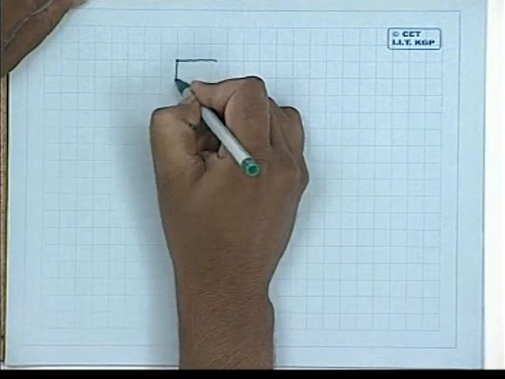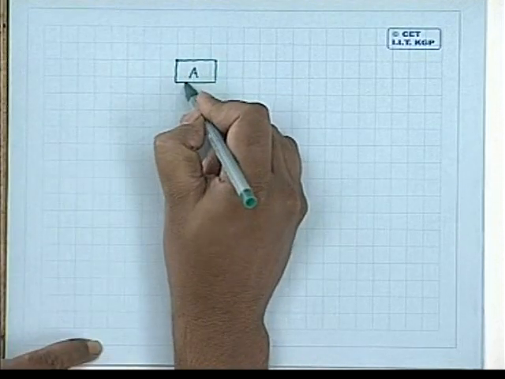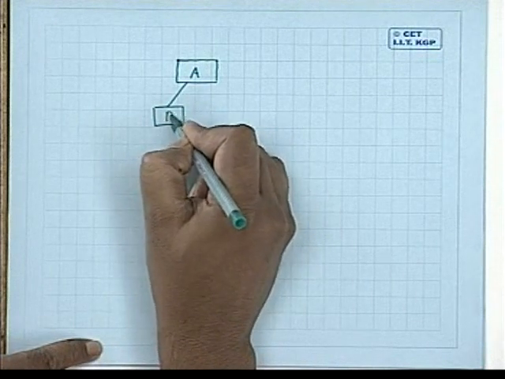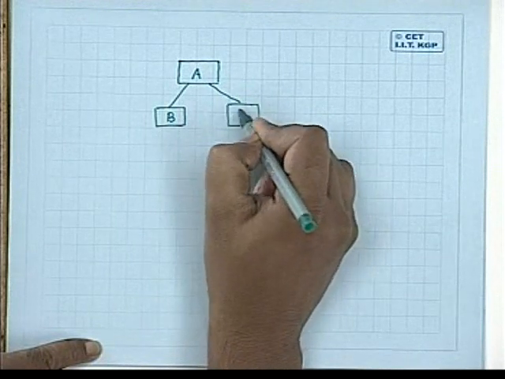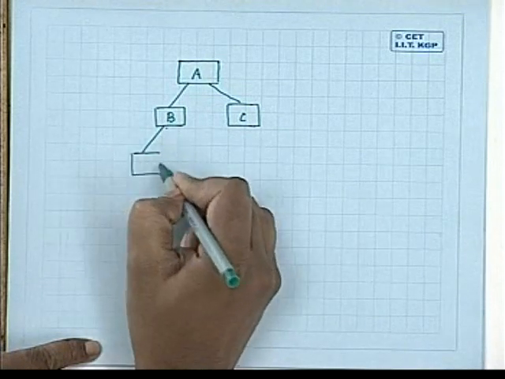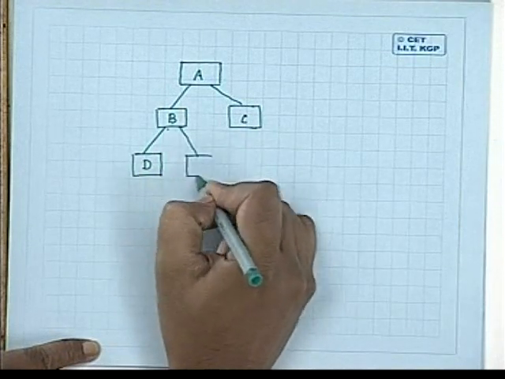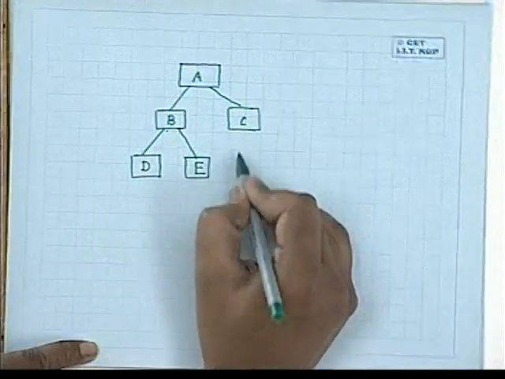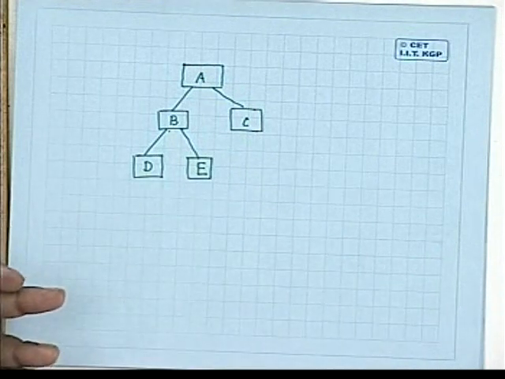So I can have a root directory called A. Under this, I can have two subdirectories. One subdirectory I can name as B, other subdirectory I can name as C. Under B, I can have a subdirectory, say D. Here I can have another subdirectory, say E, and so on. Under each of them, I can have a number of directories or files. And I can have a situation like this.